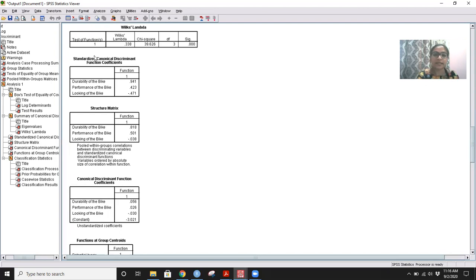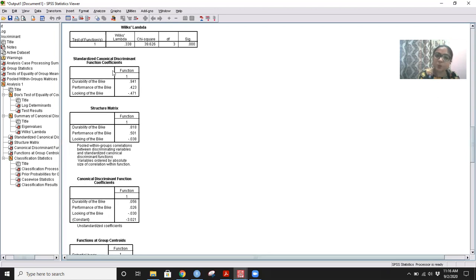This particular coefficient is nothing but the coefficients in the discriminant function. What is your discriminant function? It is something like Di = alpha + beta1 x1 + beta2 x2, where Di is the dependent variable, that is the groups, and x1, x2 are your two independent variables, for example. So in this particular discriminant function, I am getting two different coefficient results: one is standardized and one is unstandardized.